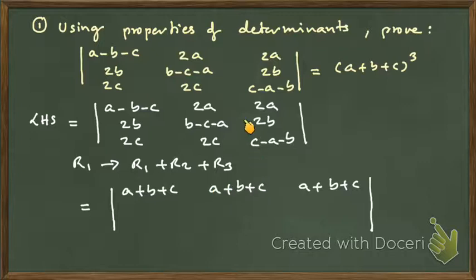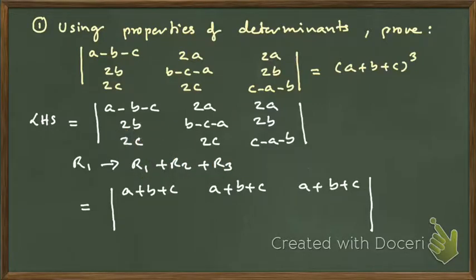So A plus B plus C. Here I have minus A coming from R3 and making this 2A into A. This 2B and minus B from R3 will make it plus B, and then there is a plus C coming up from R3. So I get A plus B plus C, A plus B plus C, A plus B plus C in the first row. So the operation was R1 changes to R1 plus R2 plus R3.